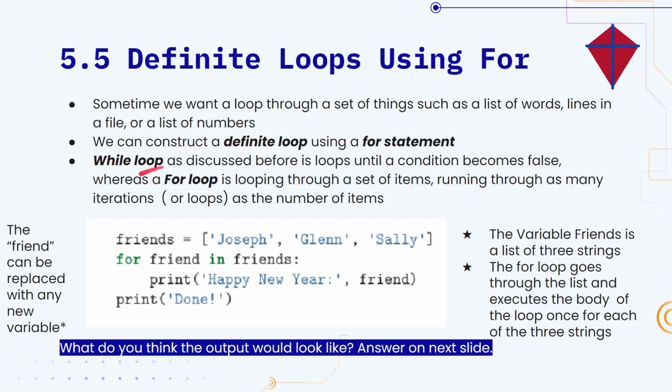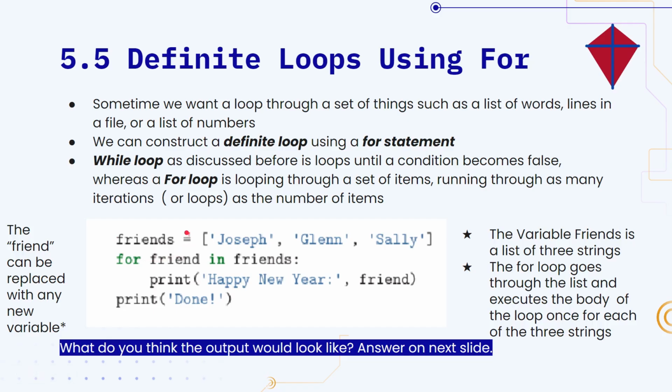As we discussed before, a while loop continues until a condition becomes false, whereas this time a for loop will loop through a set number of items, running through as many iterations as the number of items. So it's going to run a predefined number of times. Let's look at this example.